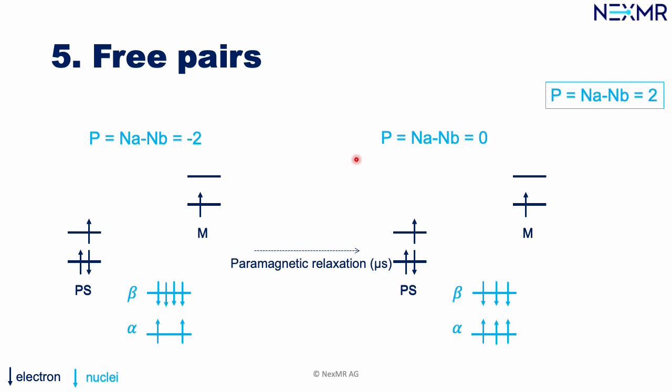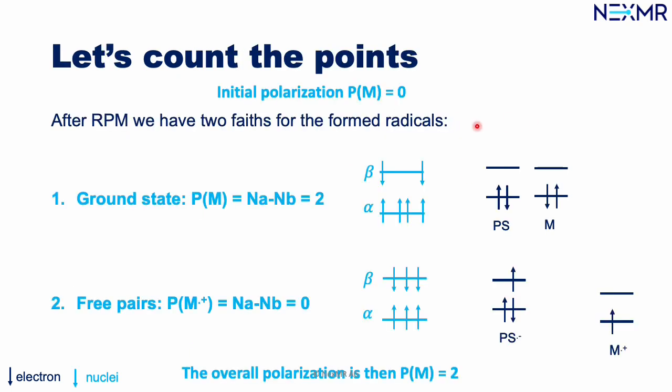So now we see what we have here. If we count the points, we have the ground state molecules that we mentioned before, the ones that could recombine. They have a polarization of 2, but the free pairs, the radical pairs that escaped from each other and diffused into the bulk, went through paramagnetic relaxation, and those have a polarization of 0. So we know now that the overall polarization is 2.